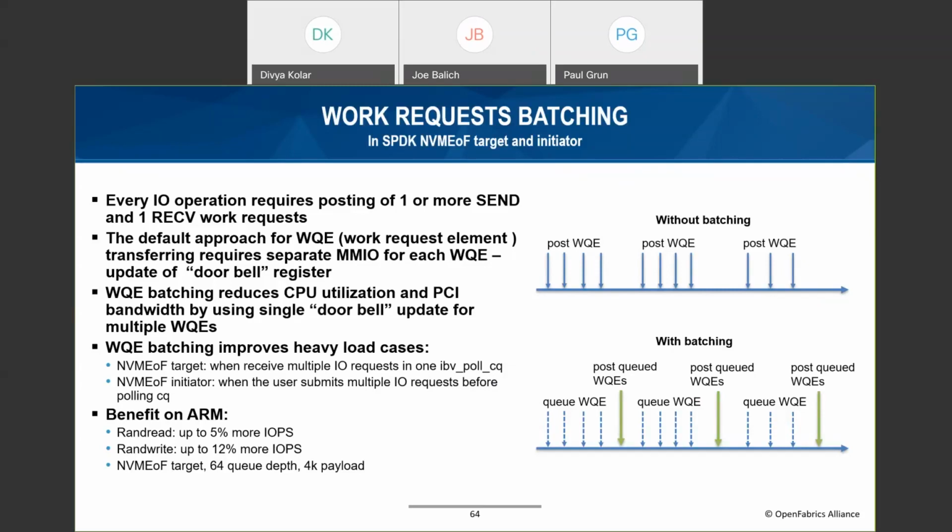This optimization is especially effective in high IOPS cases, and as with the previous optimization, the advantage is higher on ARM machines. For example, with queue depth 64 and 4K payload, the number of IOPS in a read scenario increased up to 5%, and in a write scenario up to 12%. Next slide, please.